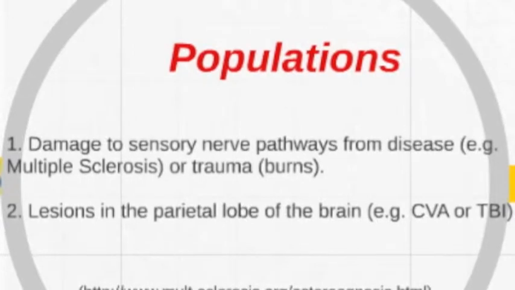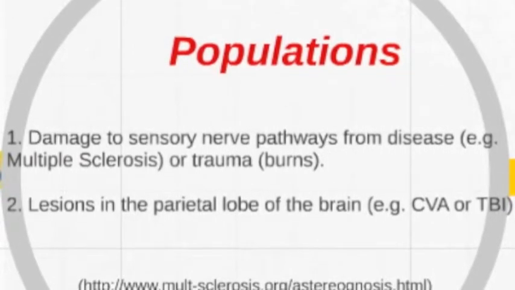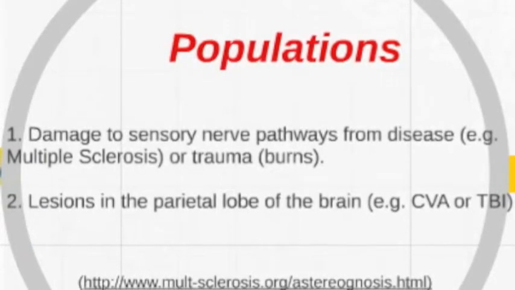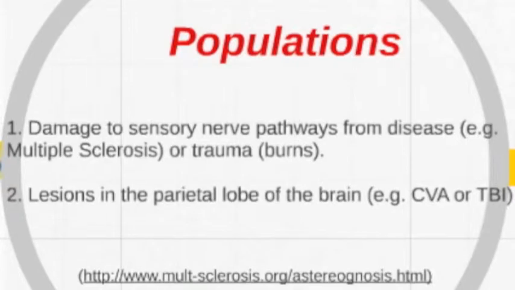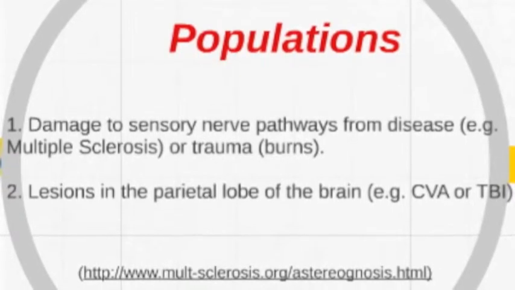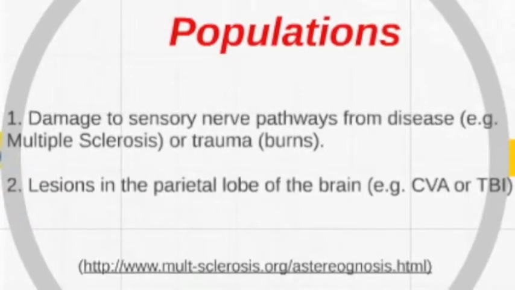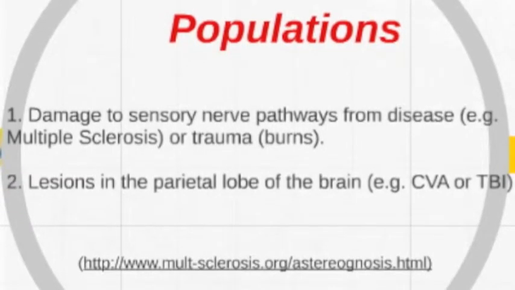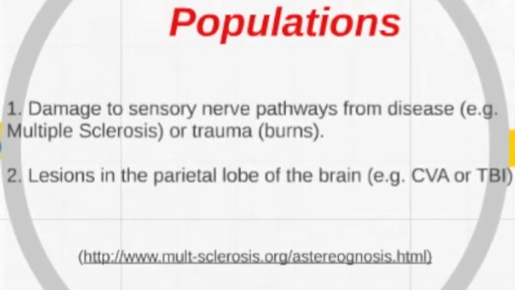Populations that may have impaired stereognosis are people with damaged sensory nerve pathways. These pathways can be damaged by disease, such as multiple sclerosis, or by trauma like burns or peripheral nerve lesions. Since tactile information from the hands and fingers is processed in the parietal lobe, damage here may also affect stereognosis. Damage can be caused by stroke or head injury.